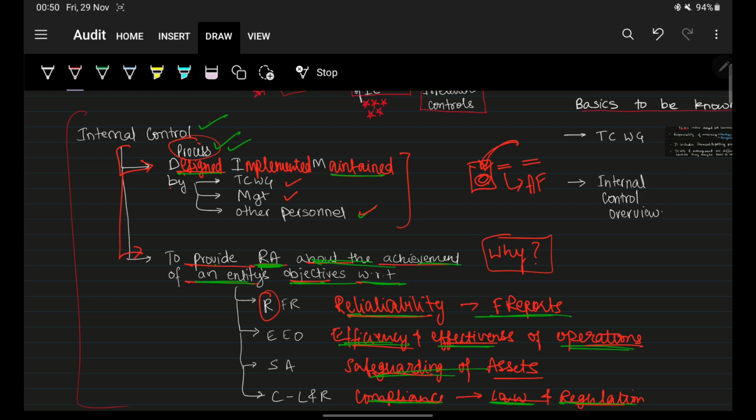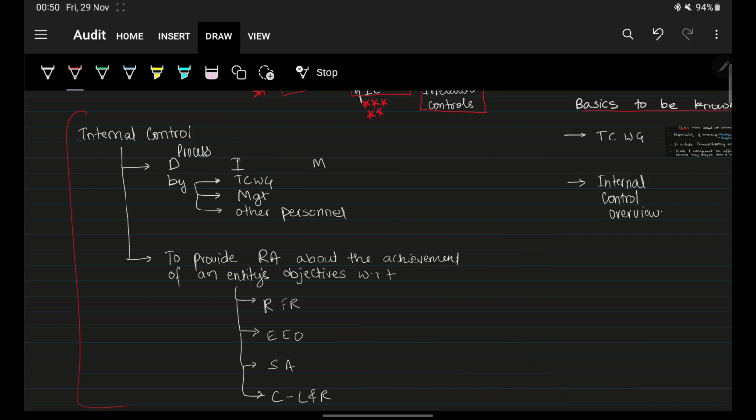Now I'll just remove everything that I've written and we'll just try to fill in the blanks ourselves. So internal control is the process that is designed, implemented, and maintained by those charged with governance, management, or any other personnel to provide reasonable assurance about the achievement of an entity's objectives with regard to reliability of financial reports, efficiency and effectiveness of operations, safeguarding of assets, and compliance with law and regulation. Now that this is done, we just move on to the benefits and limitations.